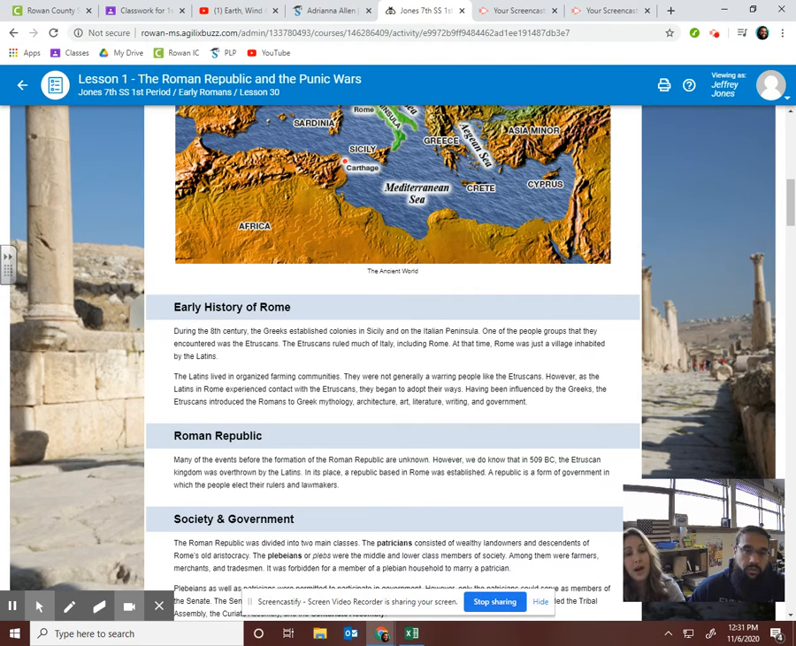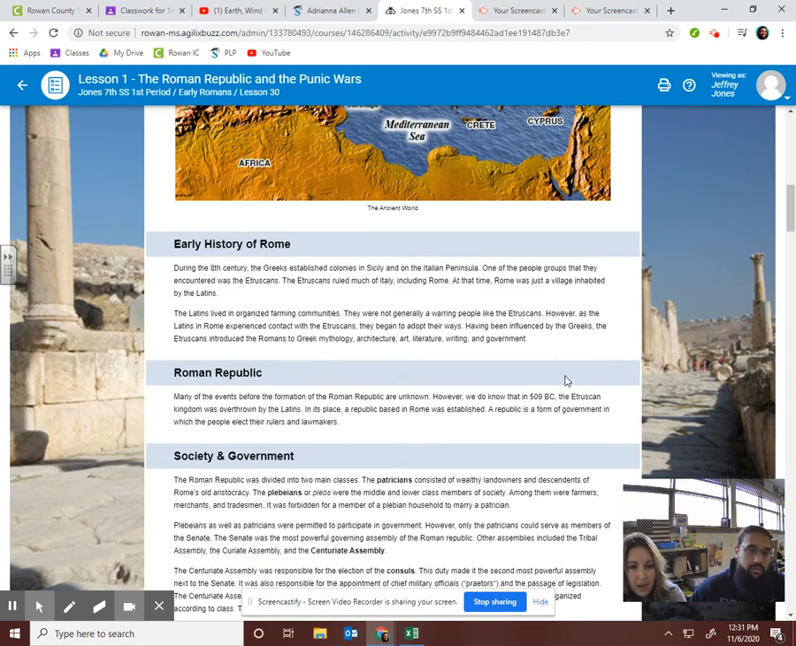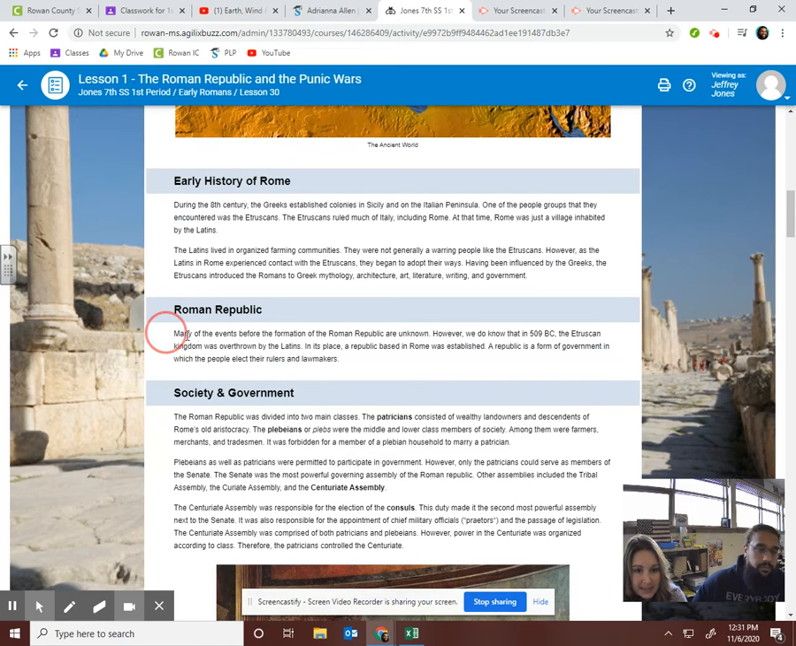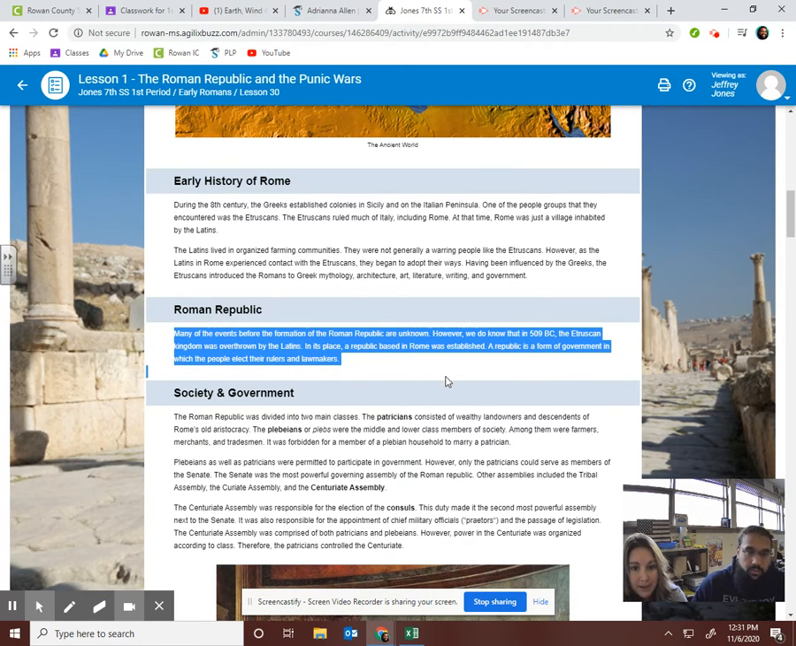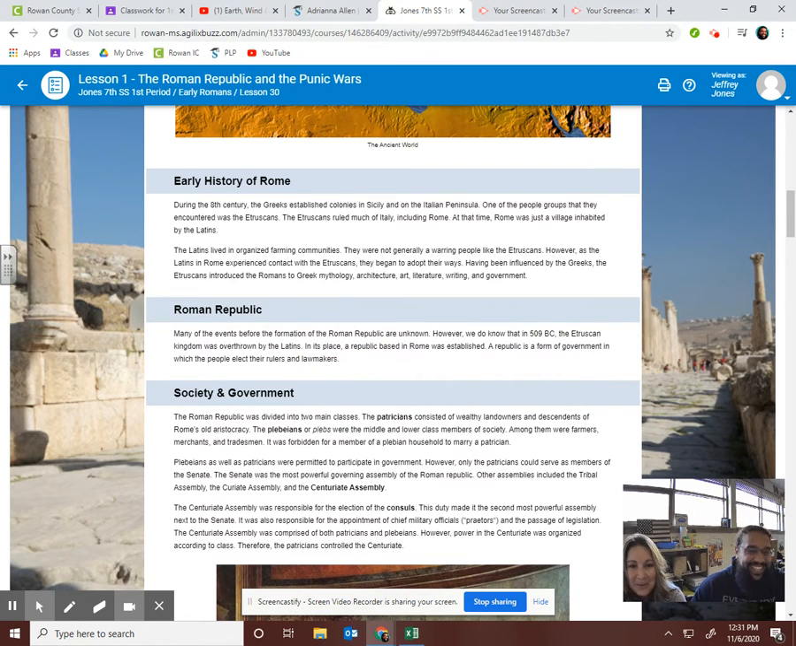We're going to see that a lot in Rome. And as the Roman society flourishes, so is Greek culture going to flourish as well. Roman Republic. It says that many of the events before the formation of the Roman Republic are unknown. However, we do know that in 509 BC, the Etruscan kingdom was overthrown by the Latins. In its place, a republic based in Rome was established.